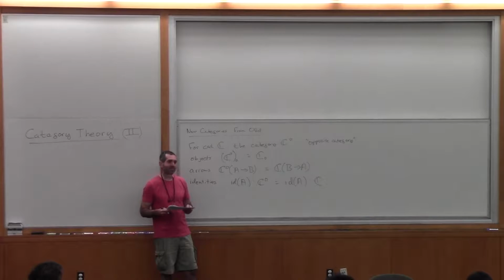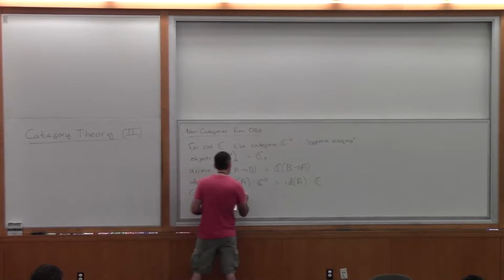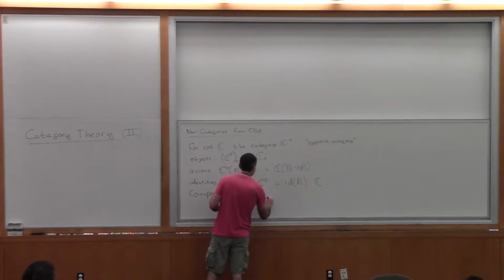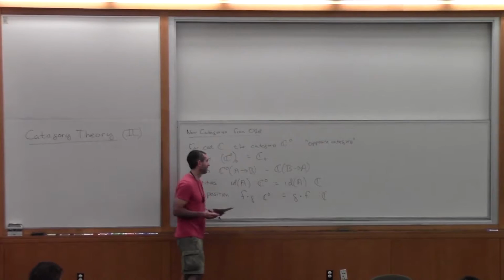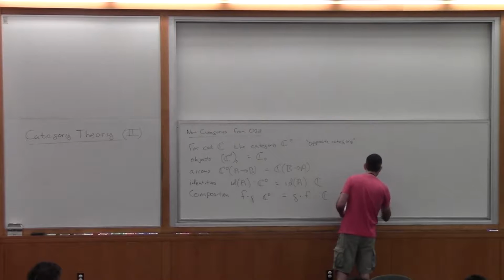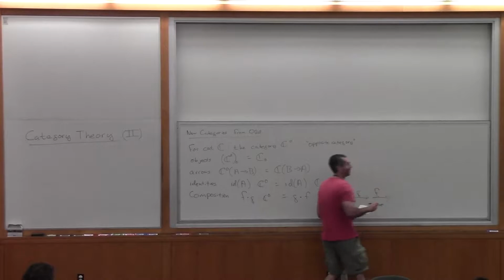And now we have composition. If I want to compose an arrow F with an arrow G in C op, then what I do is I compose G with F in C. So let's see why this makes sense. I'm saying that F and G are composable in C op. So here is F and here is G. And because, oops, that's not what I meant to write. G and F are composable in C, so here is G and here is F. Sorry, I'm conditioned to write F before G for some reason.